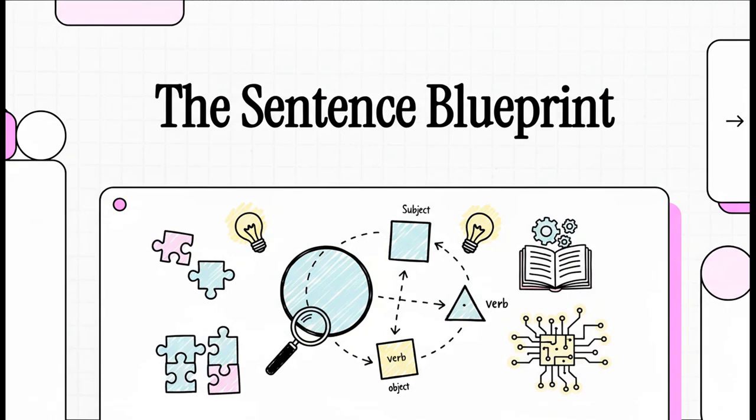Have you ever just stared at a really long, complicated sentence and felt completely lost? Yeah, we've all been there. Well, today we're going to fix that. We are going to crack the code of English grammar by zeroing in on its most important part, the sentence. By the time we're done, you'll have a simple blueprint to see how any sentence is built.